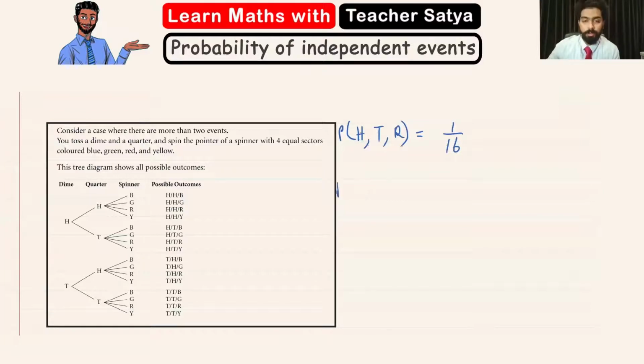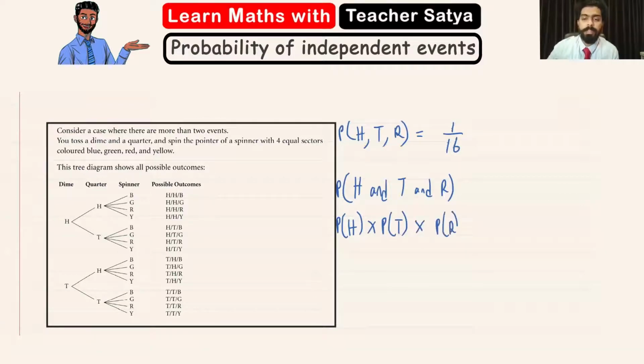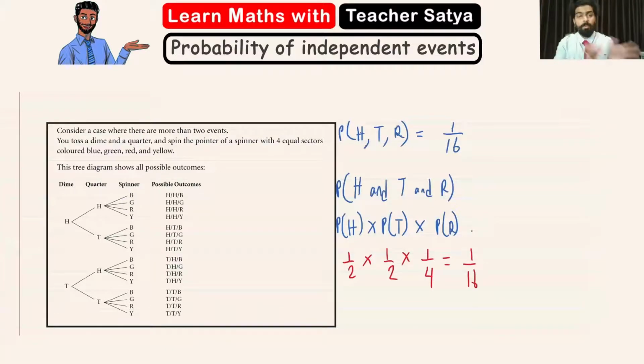In order to get the probability of head and tail and red, we can take the probability of head, multiply with the probability of tail, and then multiply with the probability of getting a red. When I toss a dime, the probability of it falling on a head is 1/2, right, guys? So the first one will be 1/2 multiplied by, when I toss a quarter, the probability of getting a tail, which is also 1/2. And from the 4 colors, blue, red, green, yellow, on the spinner, the probability of the pointer pointing at red is 1 over 4. Therefore the answer will also be 1 over 16. This second method would save you a lot of time.